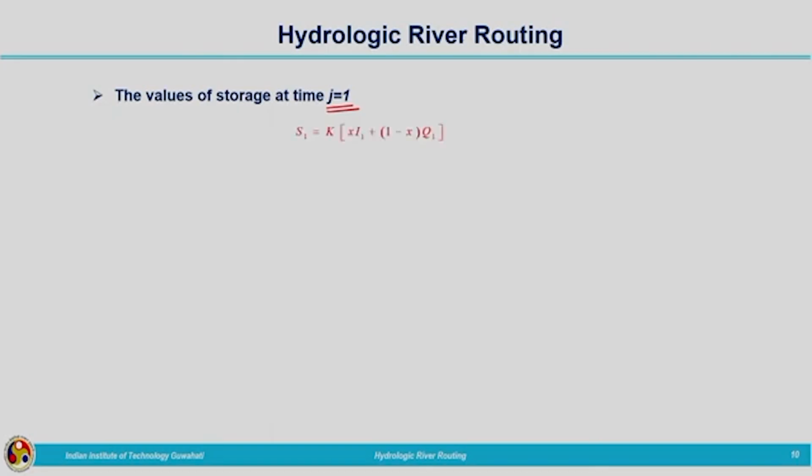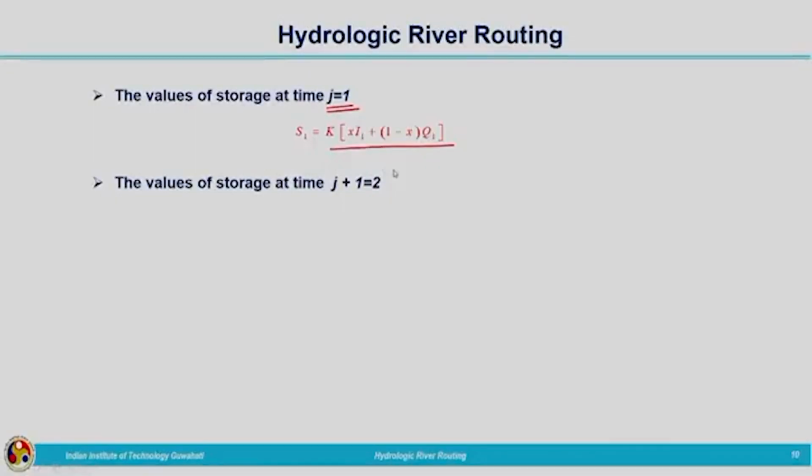So, when j is equal to 1, S1 is equal to k[xI1 plus (1 minus x)Q1], and when j is equal to j plus 1, that is 2, we have considered a time interval of delta t, at the beginning of delta t and at the end of the delta t. That is what we are representing here, jth node and j plus 1th node. Here for example, we are considering the first time step in the beginning and at the end. So, S1 is represented by this expression and S2 can be represented by k[xI2 plus (1 minus x)Q2].